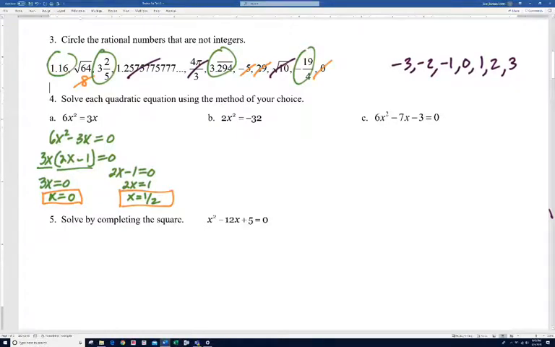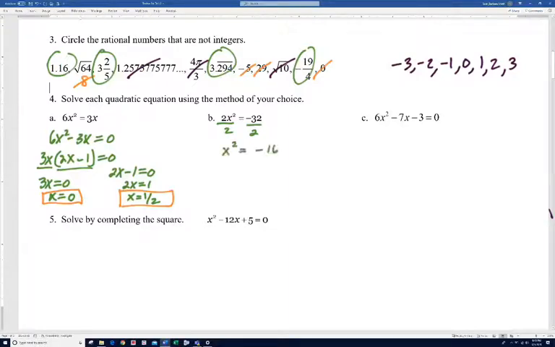Now on b, there's no x term. So normally this would indicate that we would want to use the square root method. Now sometimes we may be able to factor these if we end up with a difference of squares. But the safe bet will be the square root method. So let's go ahead and divide each side by 2. Remember, with the square root method, we want to get x squared by itself and a number on the other side, and then we can take the square root of both sides.